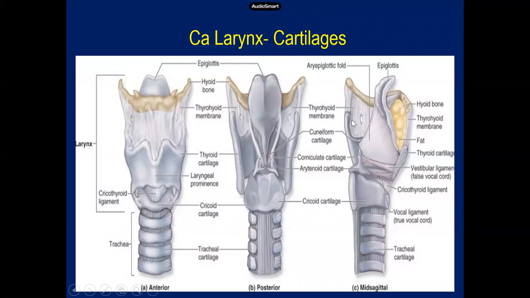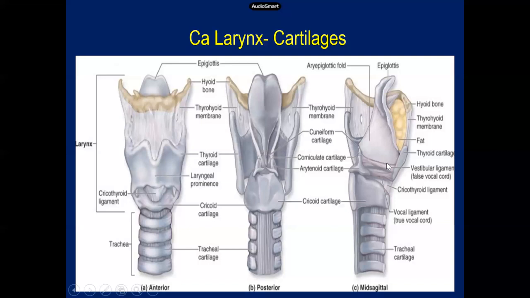Okay, same picture. And we will discuss the pre-epiglottic space. This is the hyoepiglottic ligament. This is the hyoid, and this is the epiglottis. Inferiorly it is the thyroepiglottic ligament, posteriorly it is the epiglottis, anteriorly it is the thyrohyoid membrane. And this is the free space that is called the pre-epiglottic space.